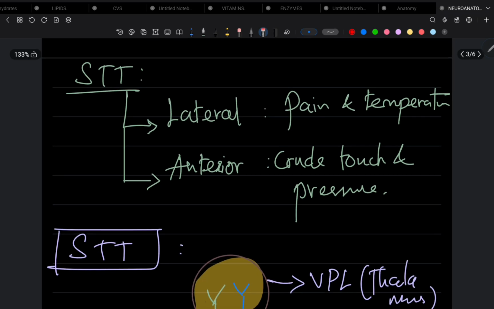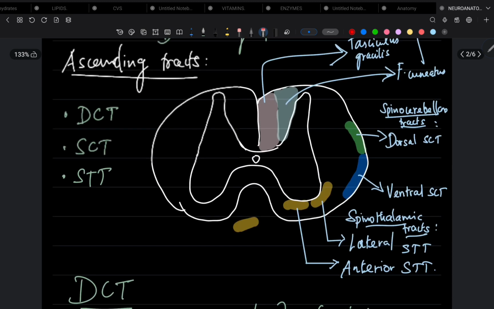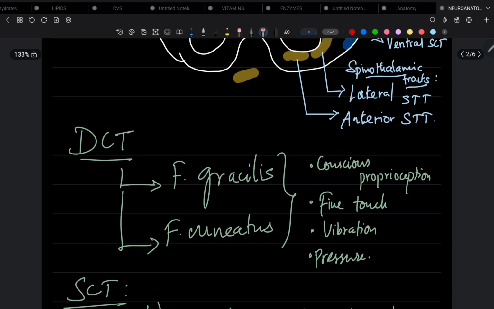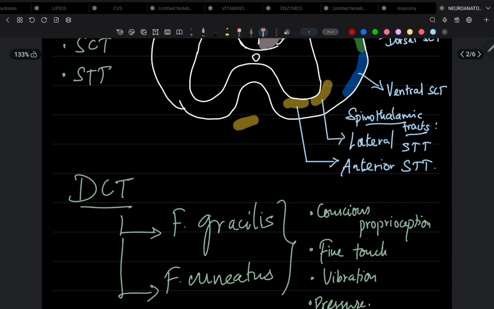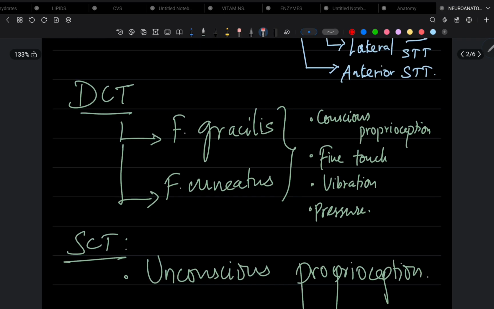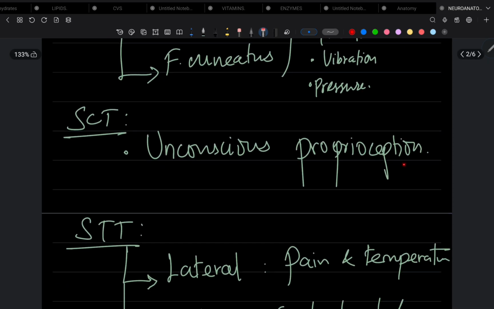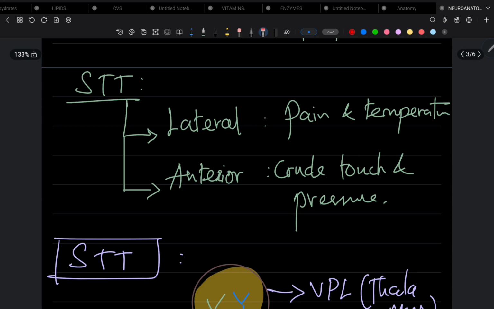Next is the spinothalamic tract. For a short summary, we have seen that there are three ascending tracts: DCT, SCT, and STT, that is dorsal column tract, spinocerebellar tract, and spinothalamic tract. The dorsal column tract carries conscious proprioception, fine touch, vibration, and pressure. The spinocerebellar tract carries unconscious proprioception. And next is the spinothalamic tract. There are two spinothalamic tracts, lateral and anterior.